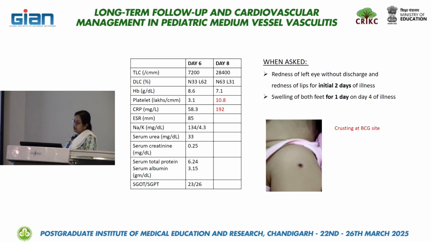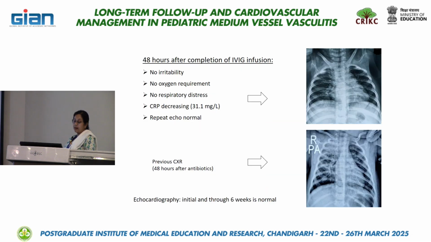The same day we noted this crusting at the BCG site, so a diagnosis of complete Kawasaki disease was made. The child was treated with IVIG and low-dose aspirin. Antibiotics were stopped at this point. After 48 hours of completion of IVIG, the X-ray showed marked improvement. There was no oxygen requirement, no irritability. CRP was showing a decreasing trend.